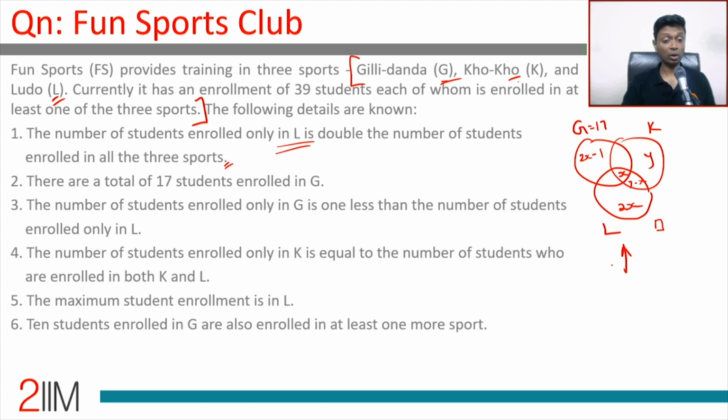10 students enrolled in G are also enrolled in at least one more sport. 10 students are enrolled in at least one more sport. At least one more sport is this region. That adds up to 10. And so we made some of these inferences and drawn this and scribbled this.